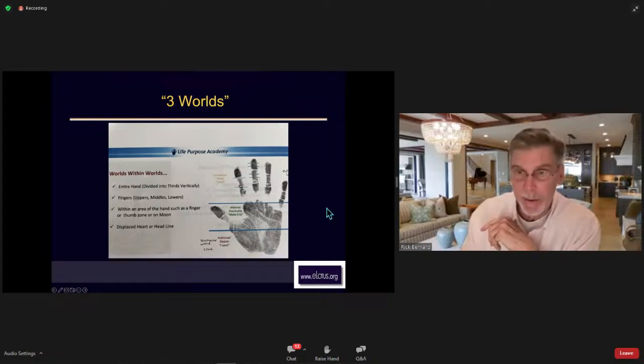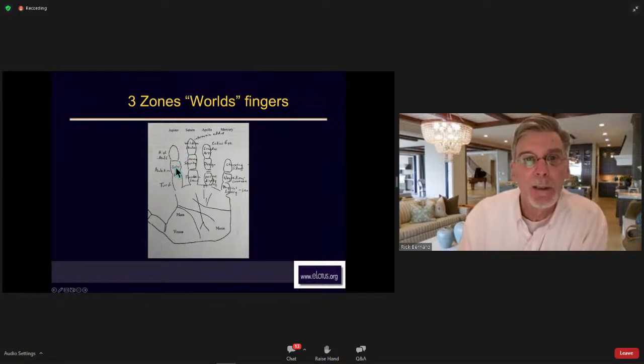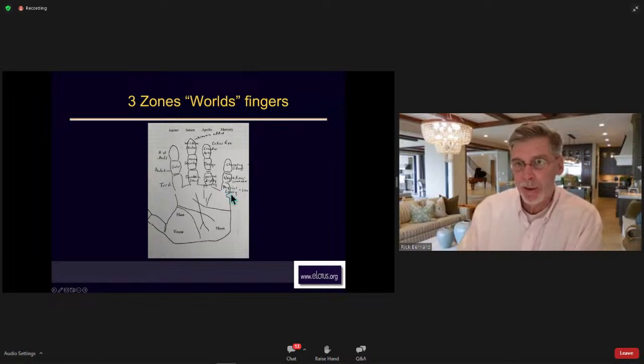Yeah, so let's move forward here. Here's a breakdown of what each zone represents. And I have a chart from Richard's book that details this much more. But basically, let's just take one finger at a time. The Jupiter tip has to do with high ideals.